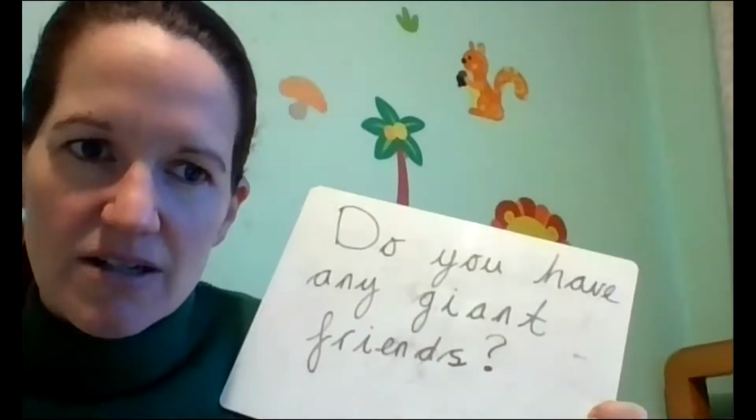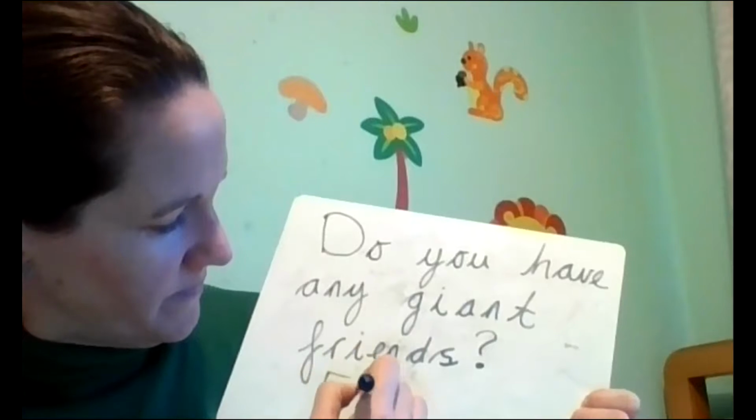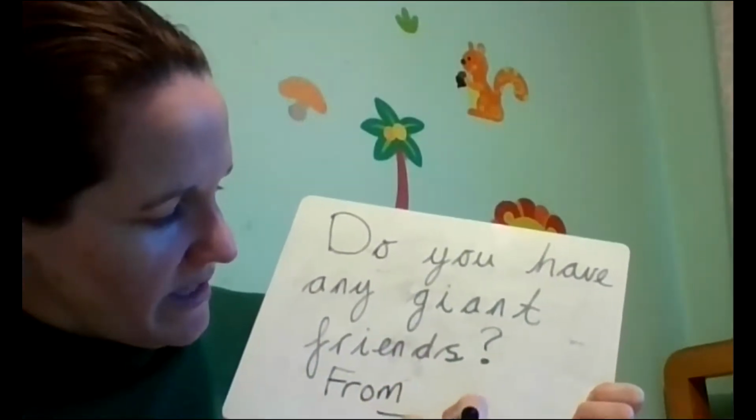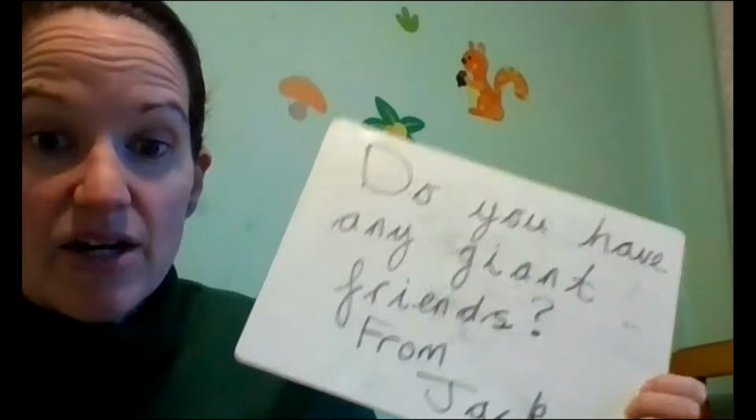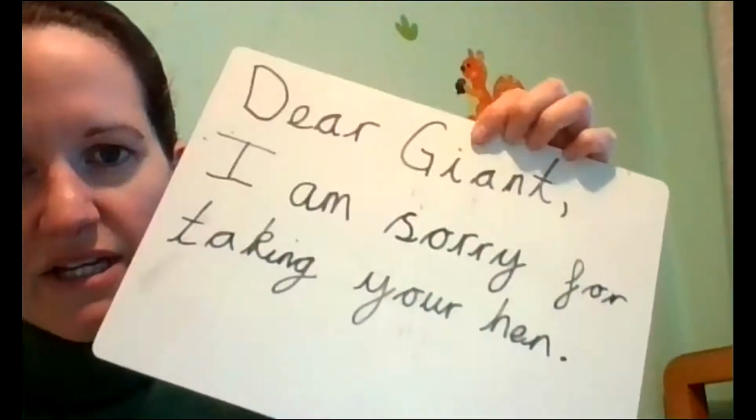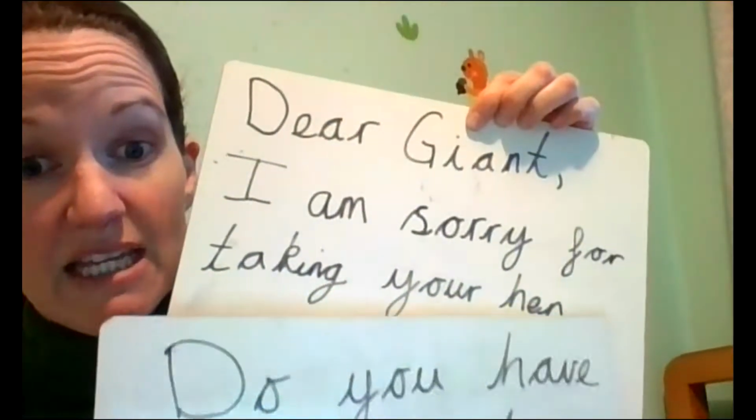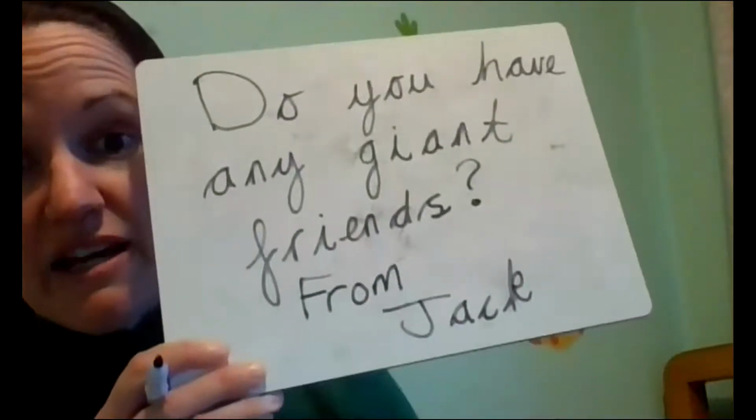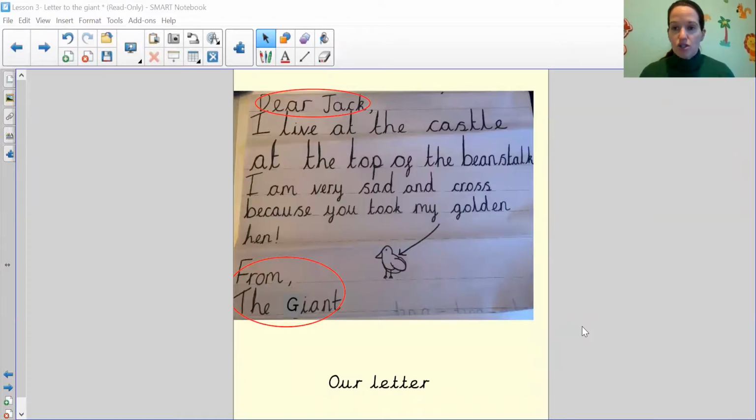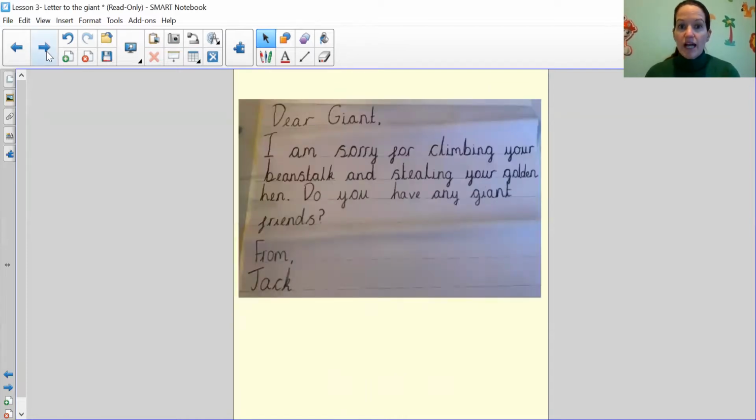And how do I end my letter? Great work. From Jack. And remember, if it's the name, it has to have a capital letter as well. Okay, so let's look at our letter that we have written. We have, dear giant, I am sorry for taking your hen. Do you have any giant friends? From Jack. Okay, so let me get back to our screen. So we are writing today a letter to the giant. So if I go back here, dear giant, I am sorry for climbing your beanstalk and stealing your golden hen. Do you have any giant friends?